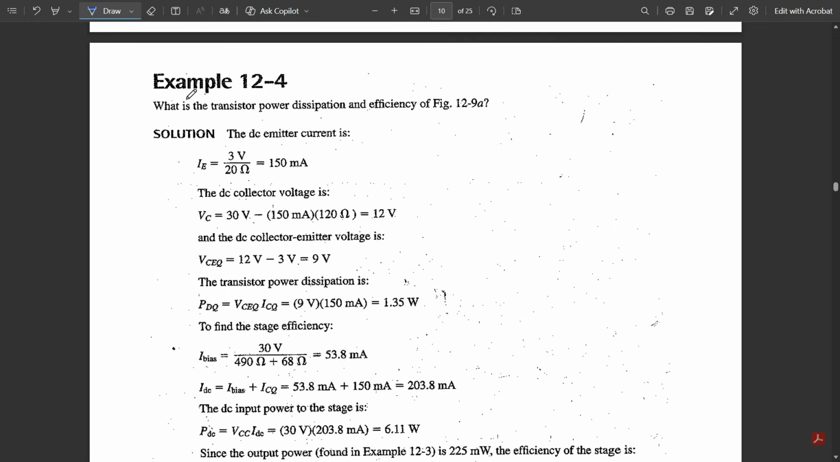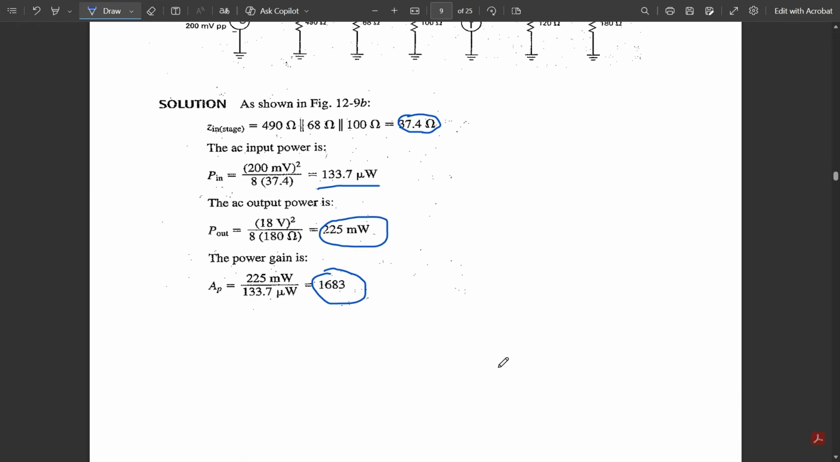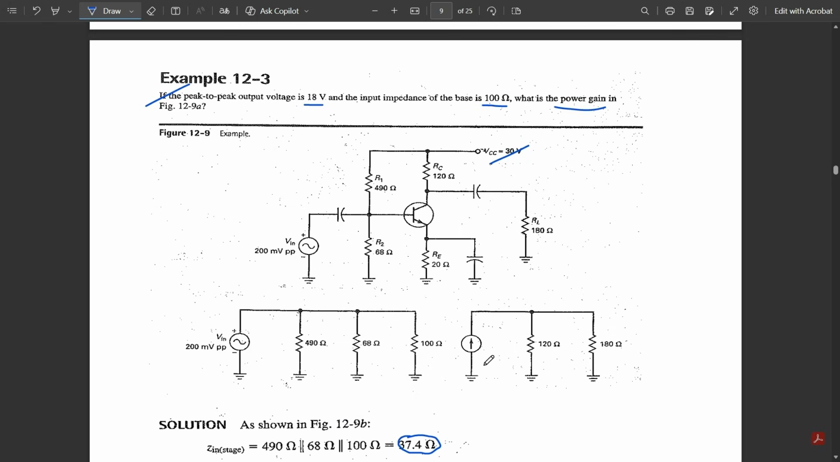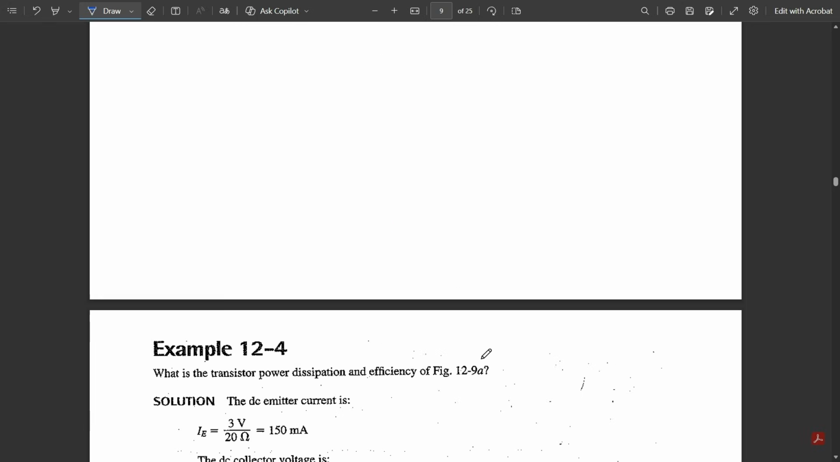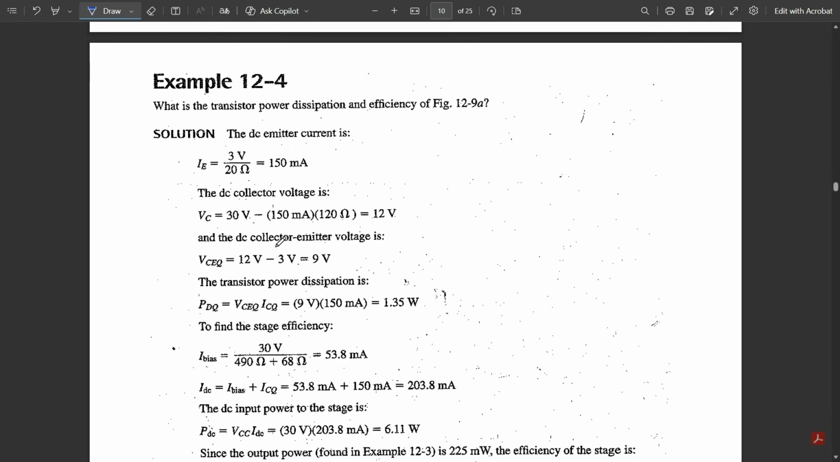Now for the same circuit, they have told us to find the transistor power dissipation and efficiency in the next example. Here, in order to find the power dissipation and efficiency, you need to first calculate the DC emitter current, that is IE. IE is calculated by 3 volt divided by 20 ohm. Where does this 3 volt come from? IE is equal to 3 volt divided by 20 ohm.